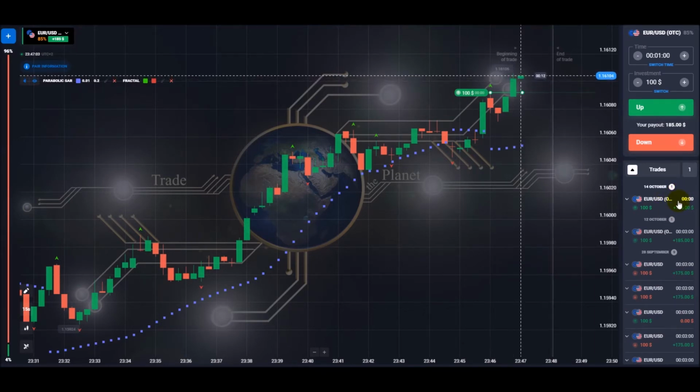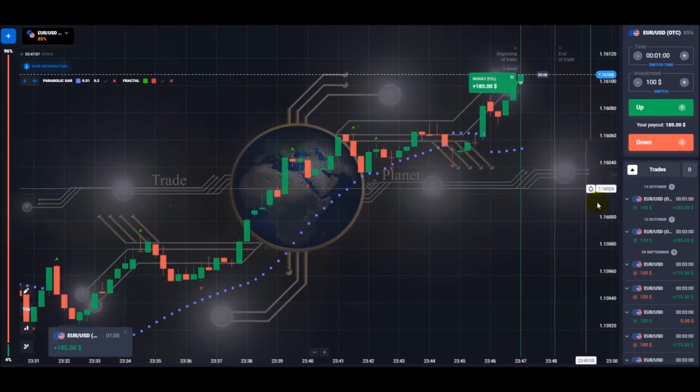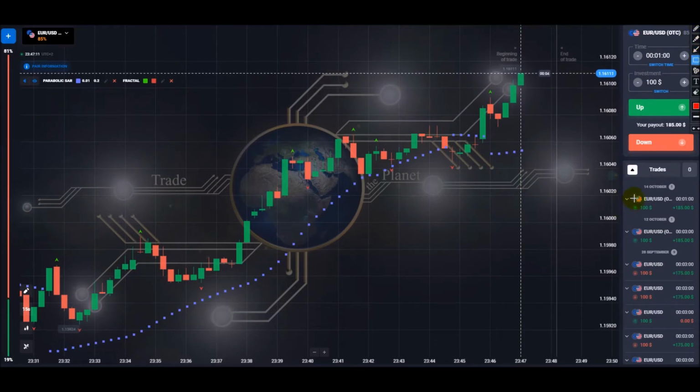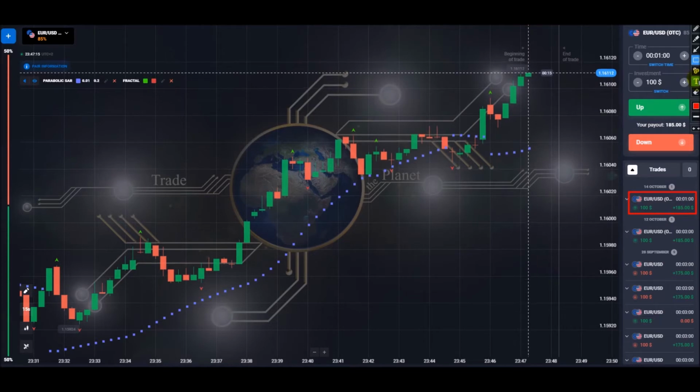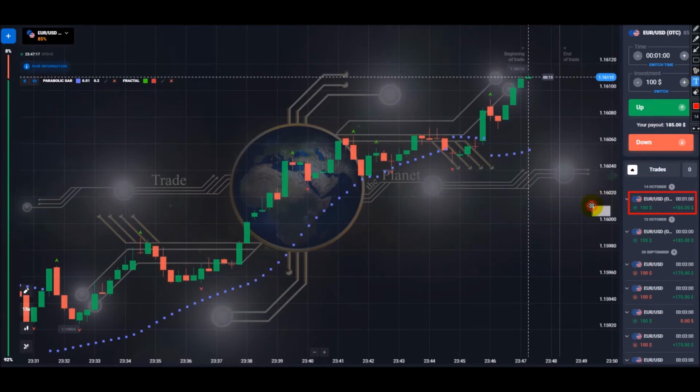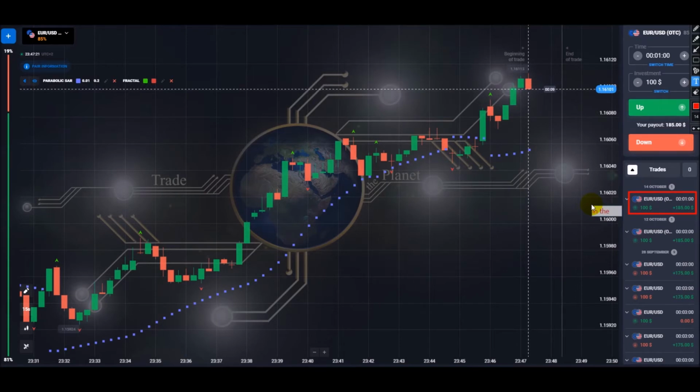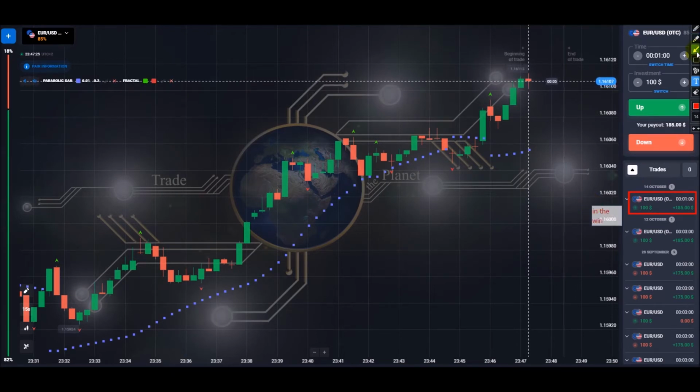The advantage of the broker is also that you can set trades from 60 seconds to 4 hours. The last seconds are running, and we have won the trade. This is the first trade of today. I bet $100, and get paid $185. That means, with only one trade, I made $85 profit. Now I wait for the next opportunity to place a new trade.